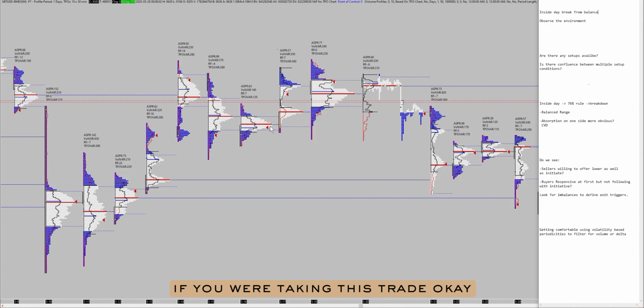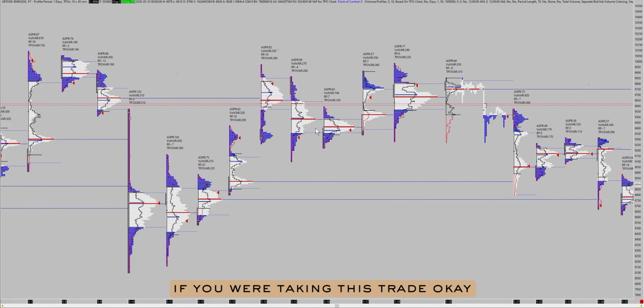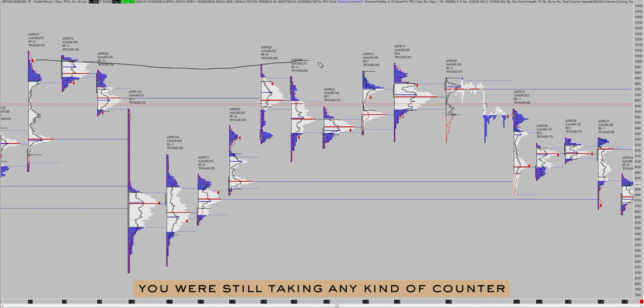But just understand that if you were taking this trade, you were still taking any kind of counter trend movement at that point, because your resistance would still be above you. So your take profit wouldn't be under the assumption, at least, that it was going much further. But you know, this break of balance.